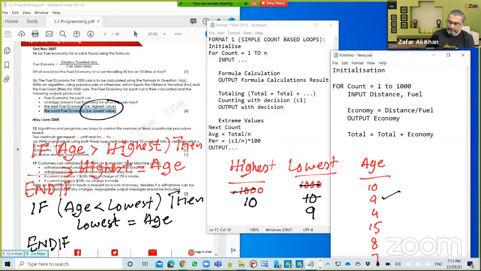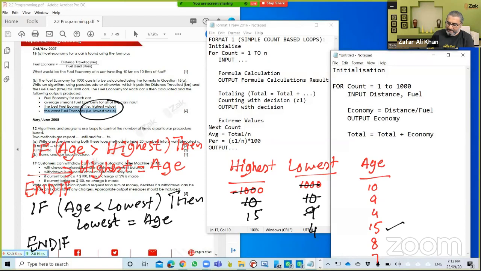Now take the next value, pass it through first condition, if 4 is greater than 10, no, leave it, pass it through next condition, if 4 is less than 9, yes, 4 is age and 9 is lowest, then lowest is now 4. Next input, is 15 greater than 10? Yes, 15 is greater than 10. Update it. Highest is equal to now 15. Is 15 less than 4? No, leave it.